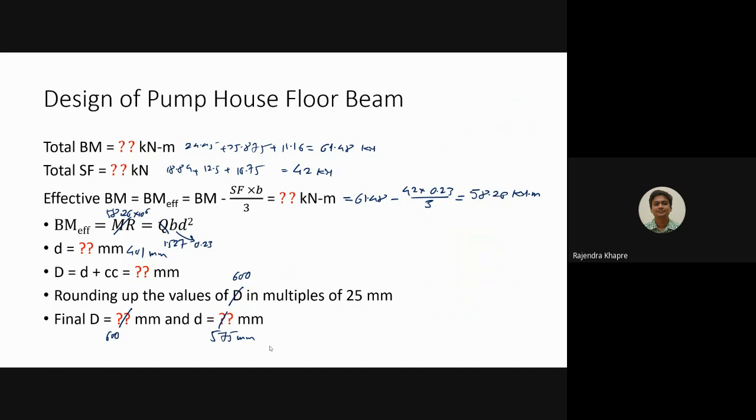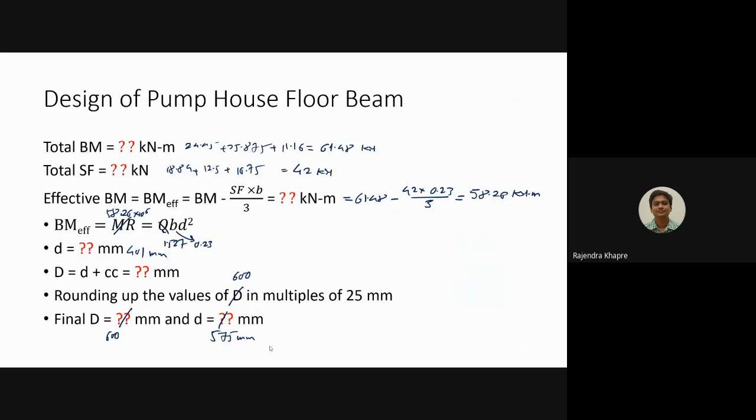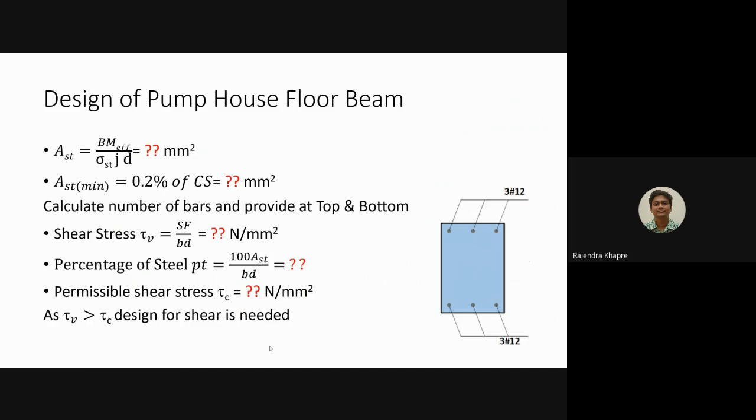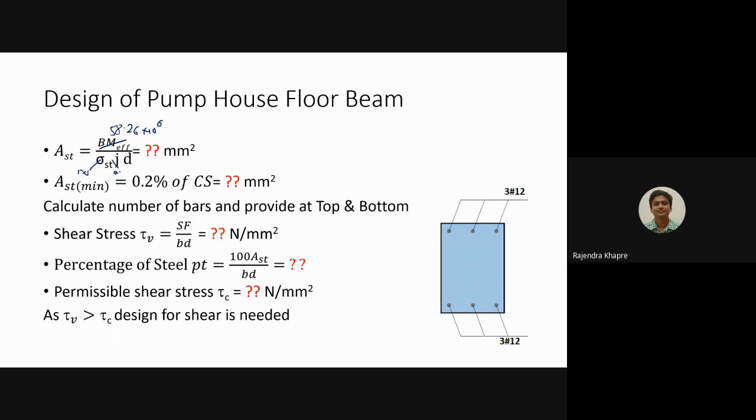Okay, so now based on this, we have to do the AST calculations. For AST calculations you need the effective bending moment. So effective bending moment is 58.26 into 10 to the power 6. Sigma st is 130. J, I think, 0 point कितना है? 86. Okay, and D value is 575. How much is this?